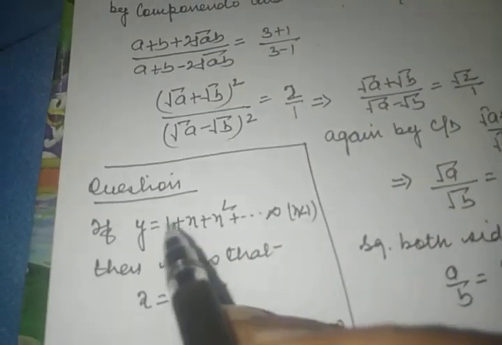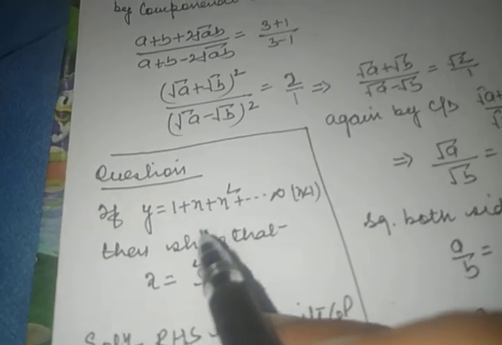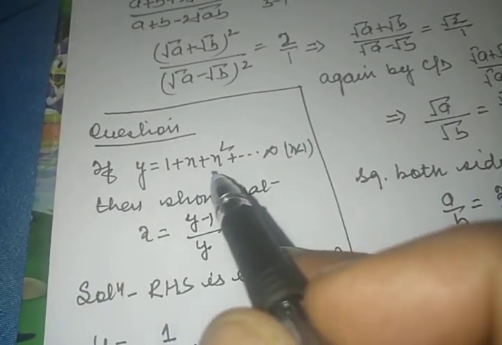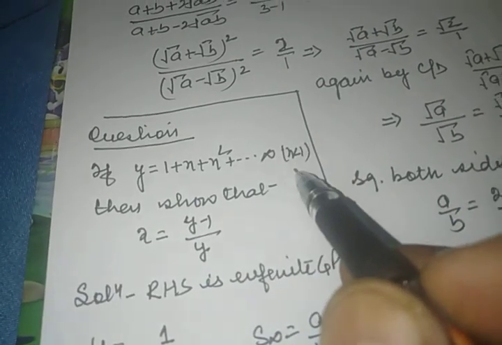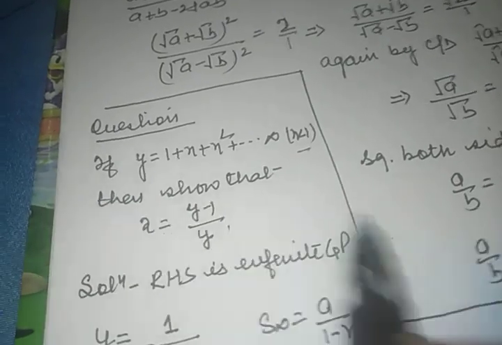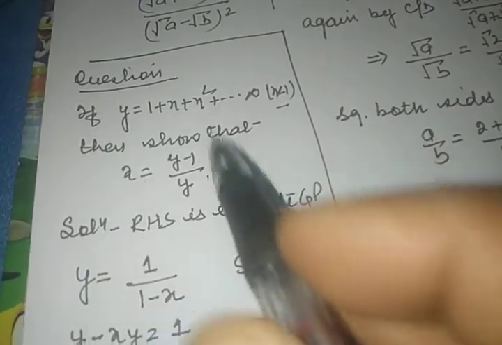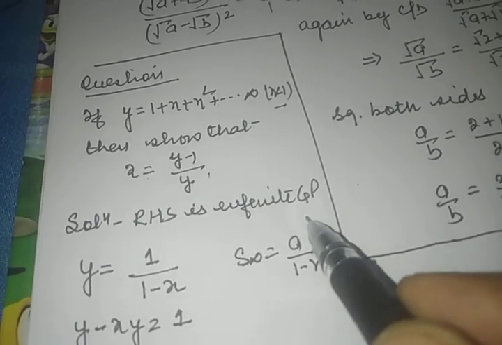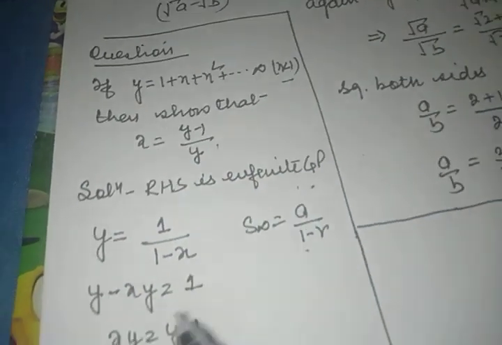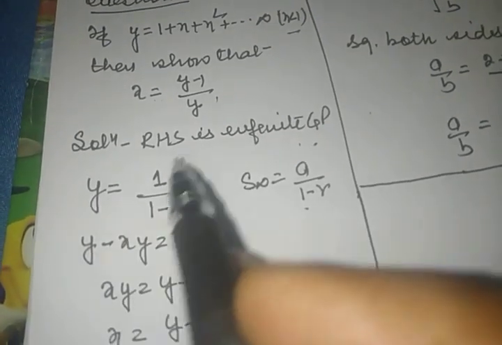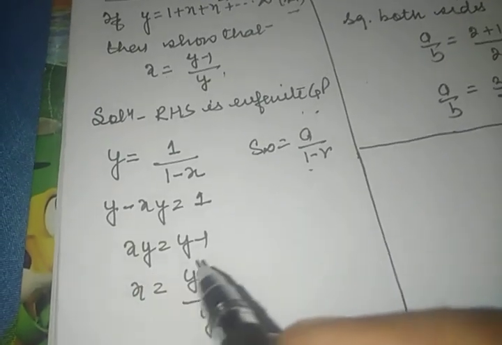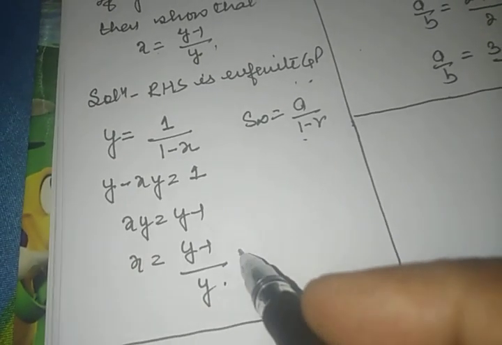Now the next question I have taken from a book. y is equal to 1 + x + x² + ... up to infinity, where x is less than 1. Then show that x is equal to (y-1)/y. Okay, so on the RHS it is an infinite GP. The sum is a upon 1 minus r. a will be 1, r will be x. So it is 1 upon 1 minus x. So y minus xy is equal to 1, xy is equal to y minus 1, and x is equal to (y-1)/y.